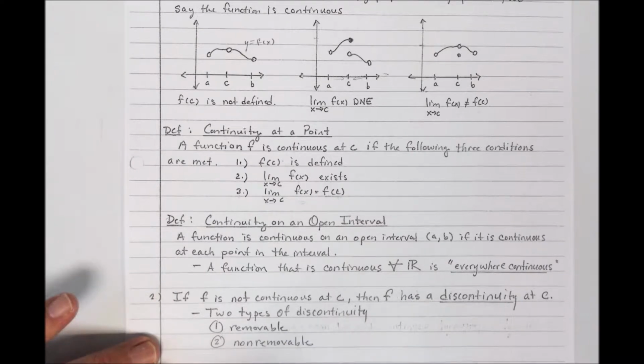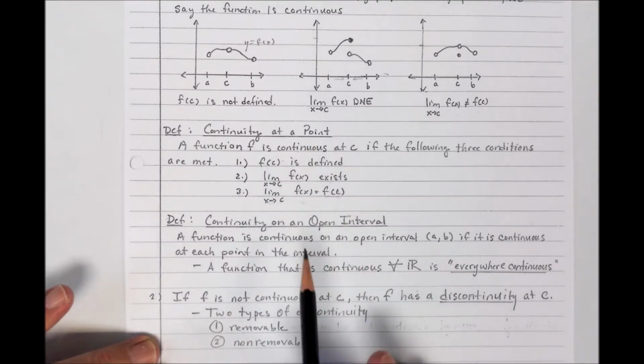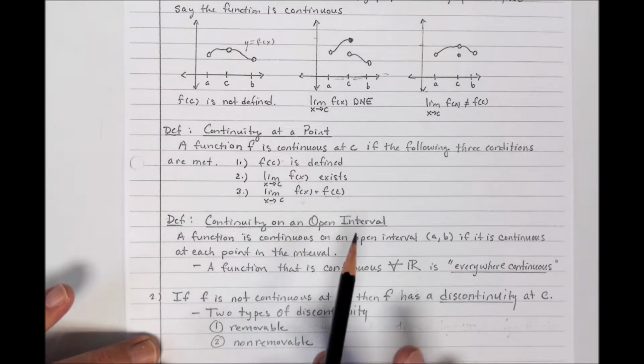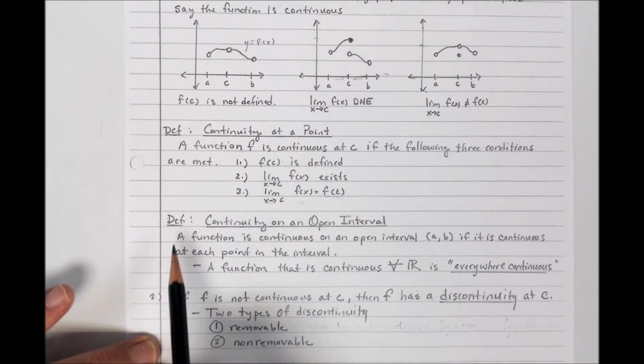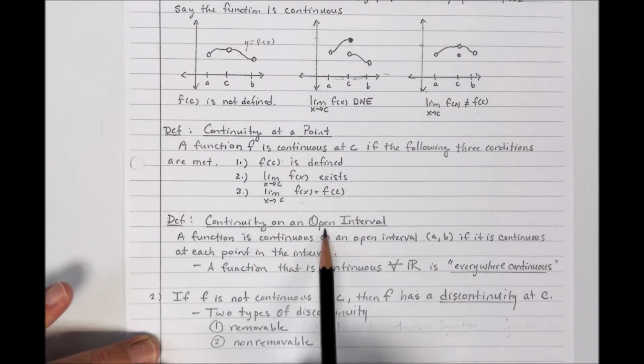Now, most functions are defined for infinitely many points. The domain is infinite. But since we can only look at continuity at a point, one at a time, it would be impossible to check whether a function was continuous on its entire domain. So what we have here is a definition that allows us just a little bit of luxury, in that we don't have to prove it at every single point. Continuity on an open interval, not a closed interval, an open interval. A function is continuous on an open interval (a, b) if it's continuous at each point of the interval.